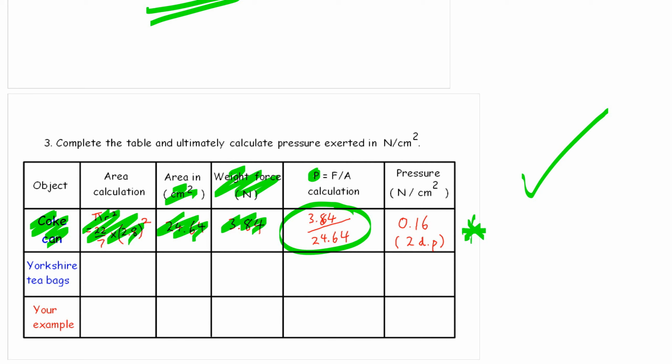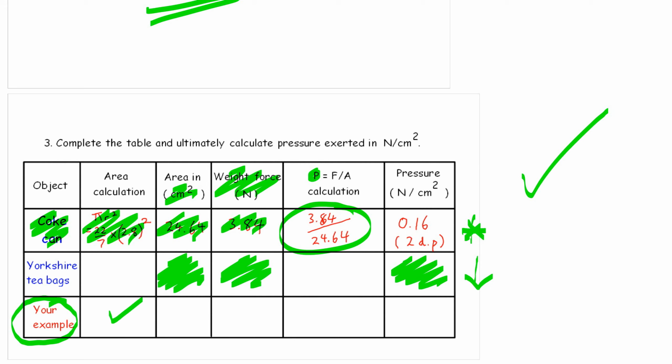Now, even though the Yorkshire tea bags had more mass and therefore more weight force, because they are contained in packaging that has a bigger surface area, you will find that the pressure here is lower. And then, if you've got time, you can use any example that you want. You can calculate the area. You can calculate the weight force, as long as you know its mass. You can do a pressure calculation, and you can give us an answer as well.